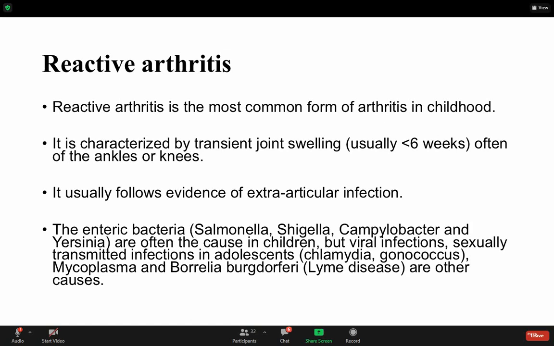There is something we call reactive arthritis. Reactive arthritis is the most common form of arthritis in childhood. It is characterized by transient joint swelling, usually less than 6 weeks, often of the ankles or knees. It usually follows evidence of extra-articular infection. This means people get an infection, but not in the joint, and afterwards they develop what we call reactive arthritis.